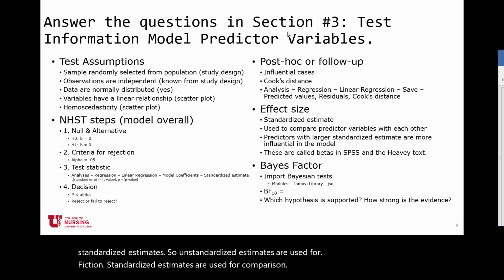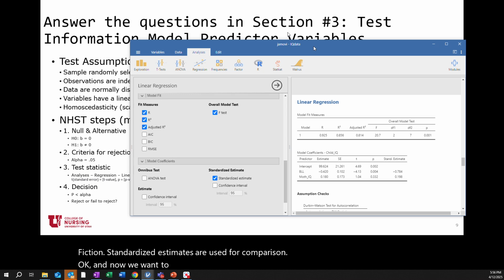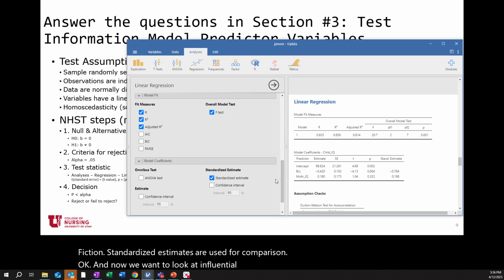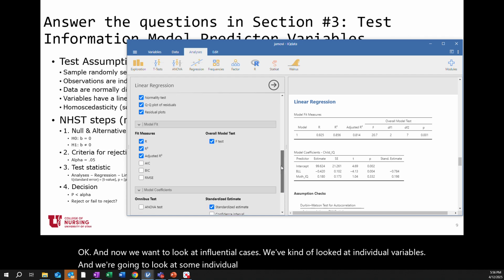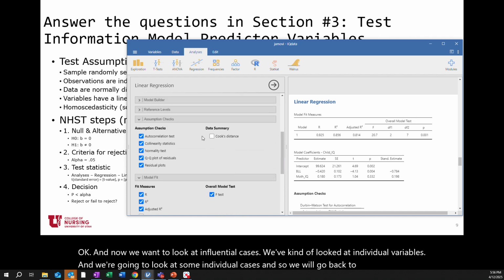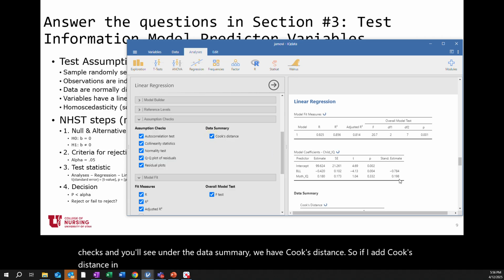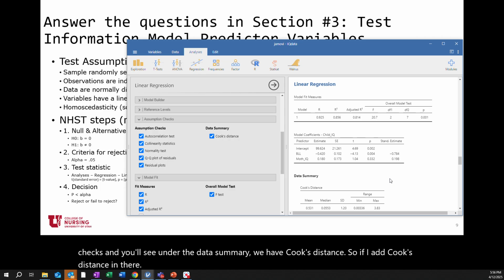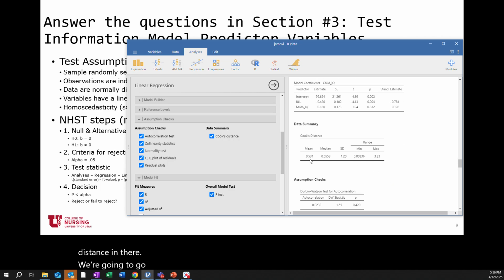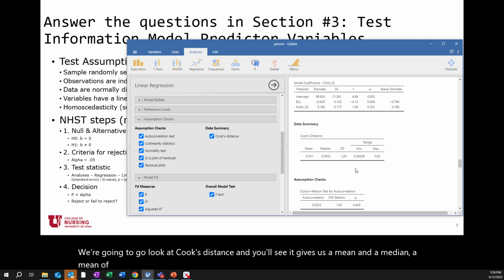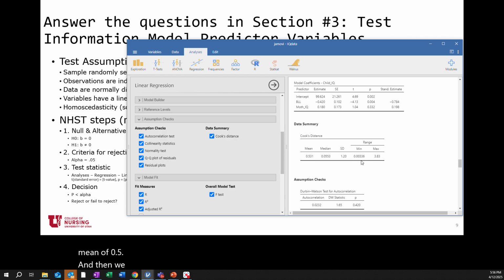Okay, and now we want to look at influential cases. We've kind of looked at individual variables, and we're going to look at some individual cases. And so we will go back to our assumption checks, and you'll see under the data summary, we have Cook's distance. So if I add Cook's distance in there, we're going to go look at Cook's distance, and you'll see it gives us a mean and a median, a mean of 0.5. And then we get a range, a minimum of 0.003 to a max of 3.83.